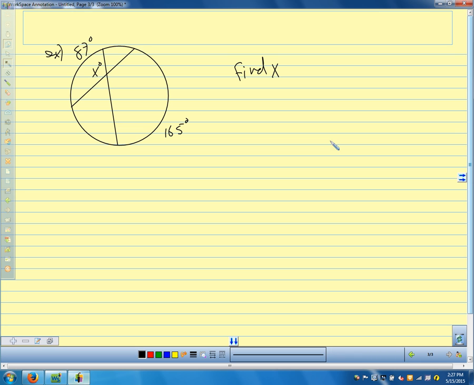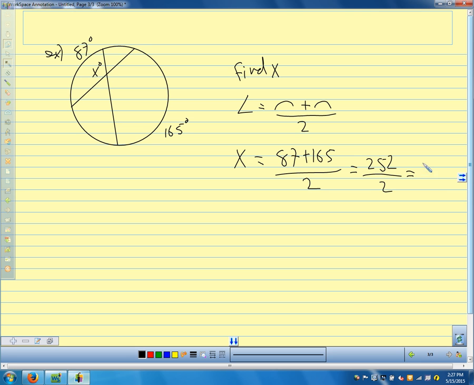So here we have 2 secants, or portions of 2 secants that intersect inside the circle. So what's our rule? Angle equals arc plus arc divided by 2. Plug the different pieces into the formula and calculate. Angle x equals the arc plus the arc, 87 plus 165 divided by 2. 87 plus 165 is 252 divided by 2, and I get 126 degrees. Easy, right? Questions on that one?